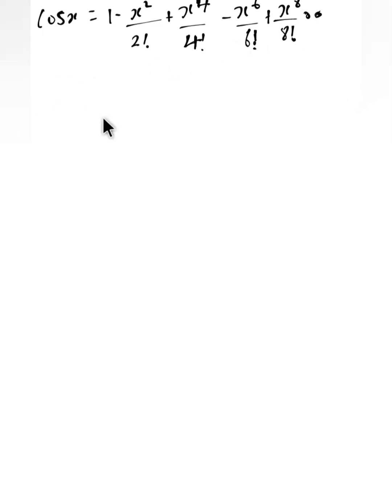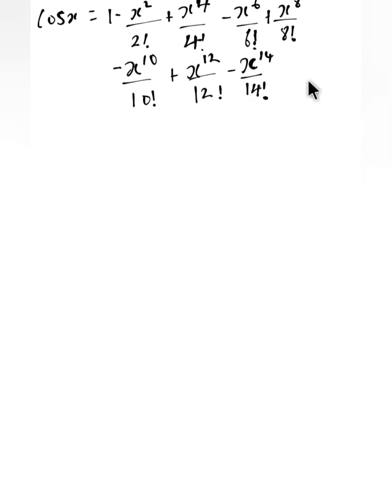The next term will be, if we observe, the powers are even numbers and the sequence is alternating, plus minus plus minus plus. So the next sign obviously will be minus x to the power 10 over 10 factorial plus x raised to the power 12 over 12 factorial minus x to the power 14 over 14 factorial, and keep on going. So this is the Maclaurin's expansion of cos x. Let's move to example 3.